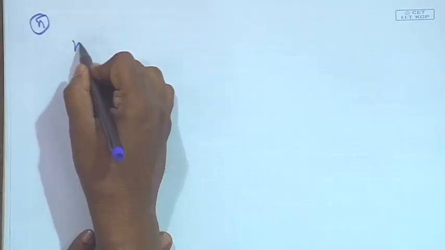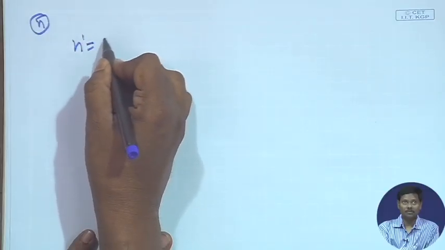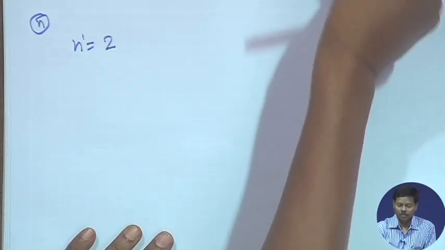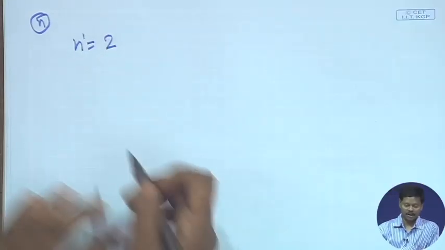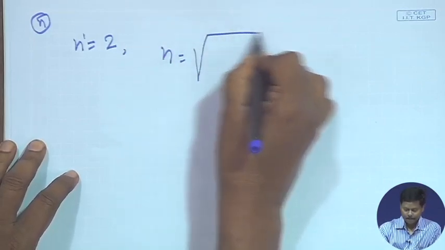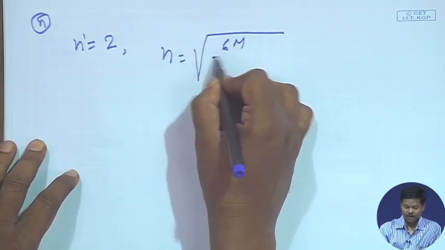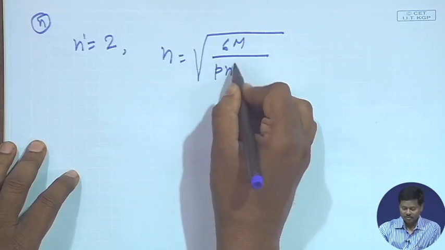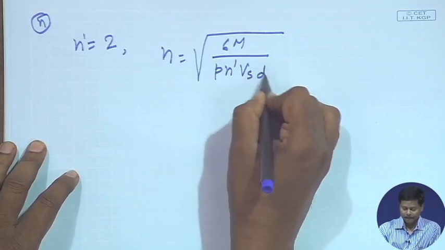Now we have to find out the number of bolts. Number of bolts we can find out, but before that we have to assume the number of bolt lines. In this case, let us assume the number of bolt lines n dash is equal to 2. If we decide the number of bolt lines, then we can find out the number of bolts per line from this formula, that is P into n dash into VSD, right.